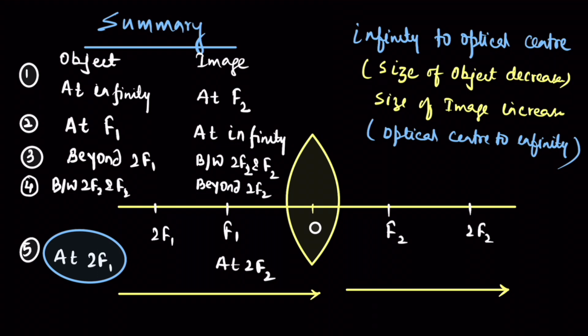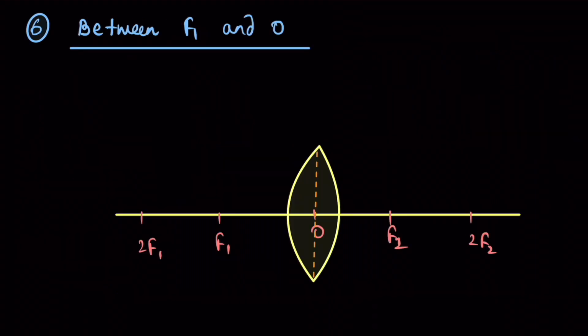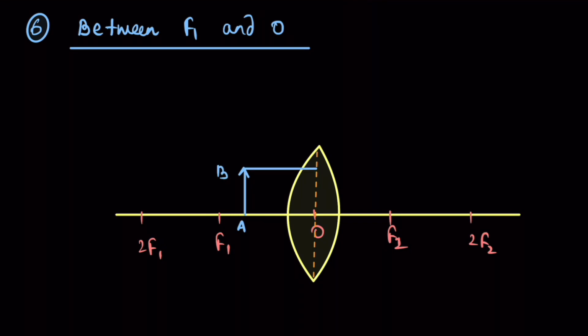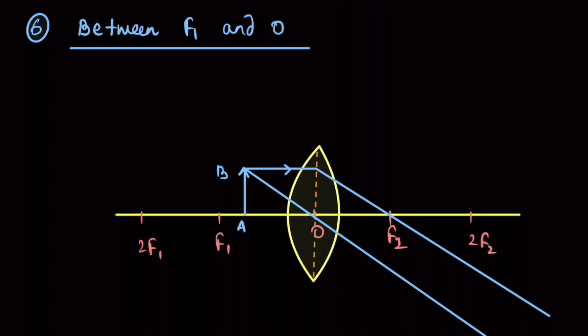Now we can move to the last image formation, which is between f1 and O. So let's draw the convex lens. Object is between O and f1. So here is the object. We can name it as AB. One of the incident rays is parallel to the principal axis, so it will pass through the focus. Second, through the optical center. So what will happen? The distance between both the rays starts increasing. It means that they are diverging in nature.